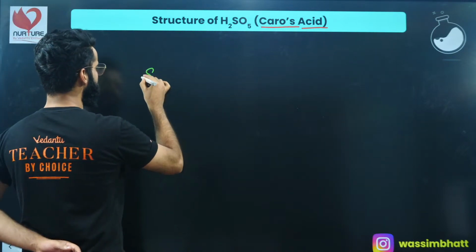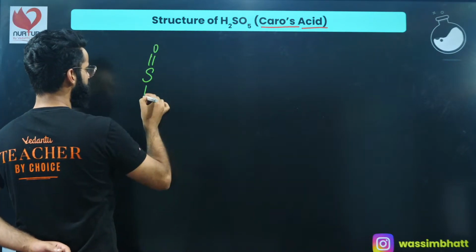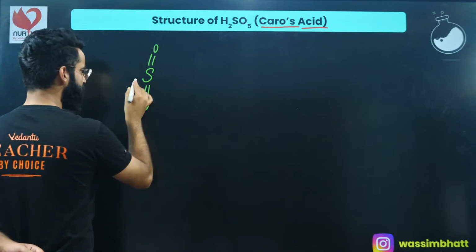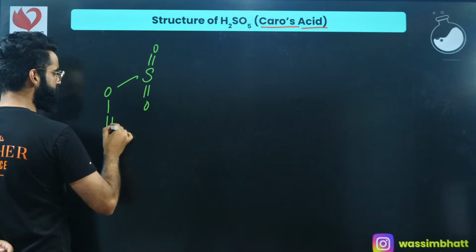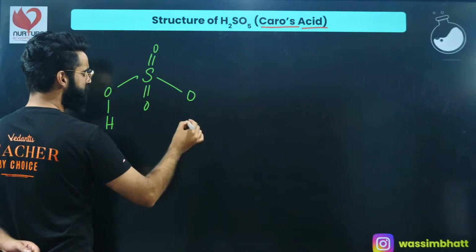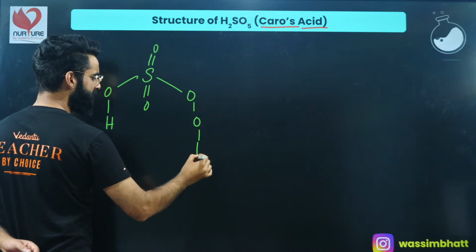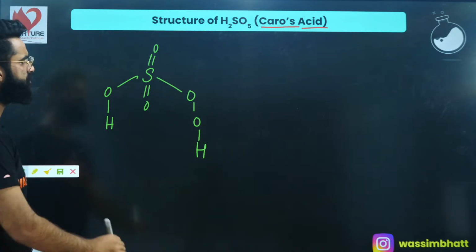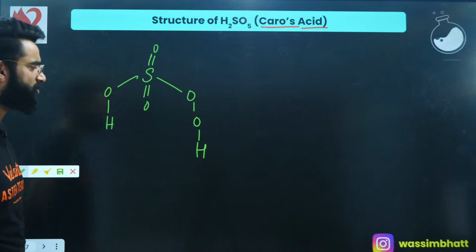See guys, this is sulfur, double bond oxygen, right? This is oxygen attached with hydrogen. This oxygen is attached with one more oxygen, and this oxygen is attached with hydrogen. This is the H2SO5 structure.